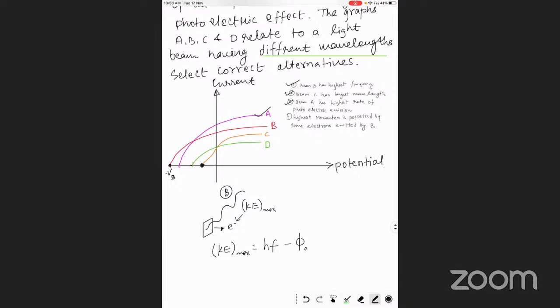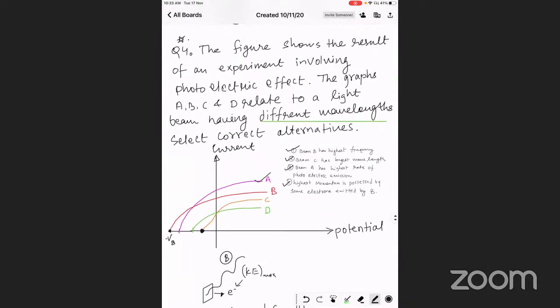And fourth, the highest momentum is possessed by some electrons emitted by B. Yeah, 100% correct because they have maximum kinetic energy. If the electrons emitted by B have maximum kinetic energy, they will have maximum momentum as well. All are correct. All are correct.